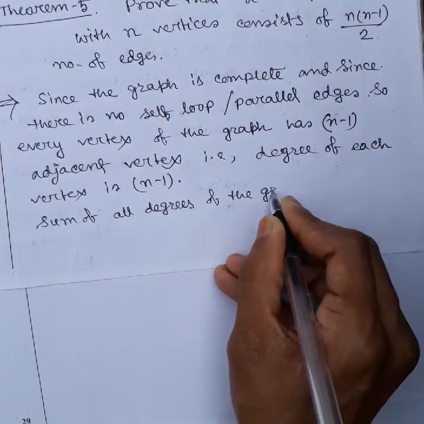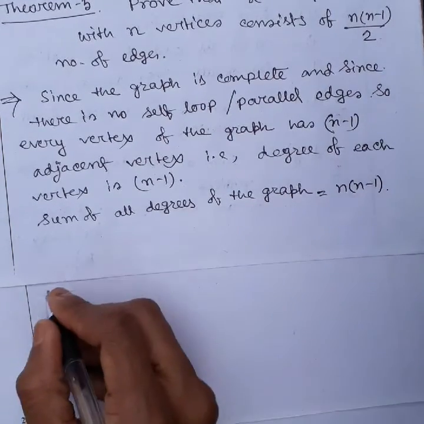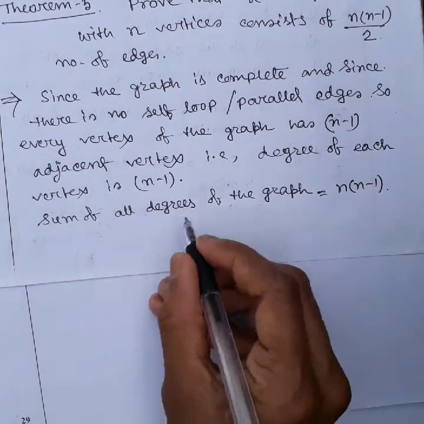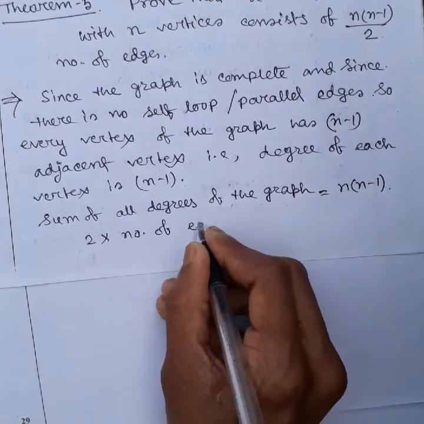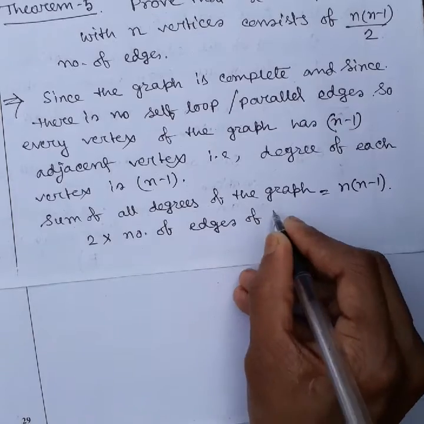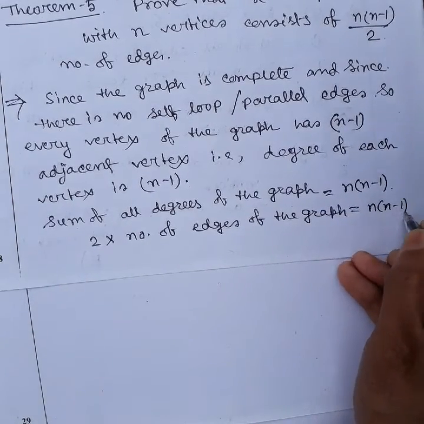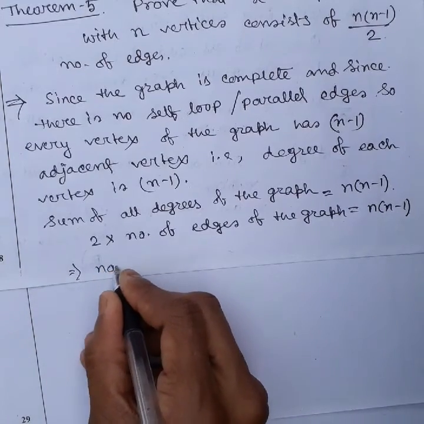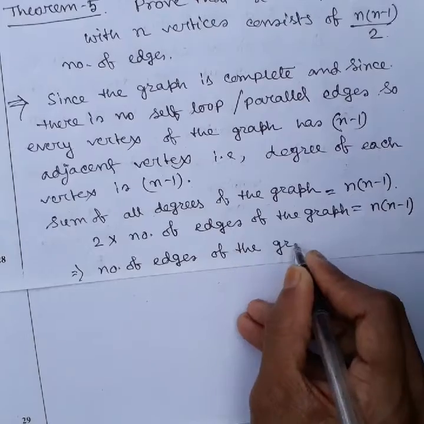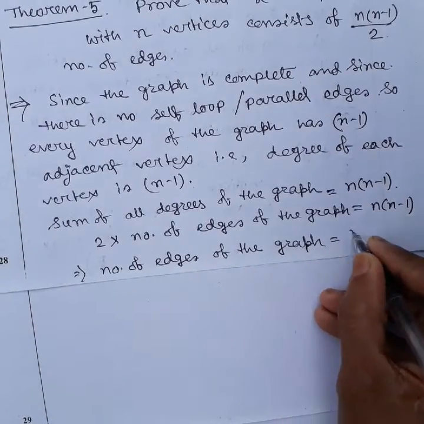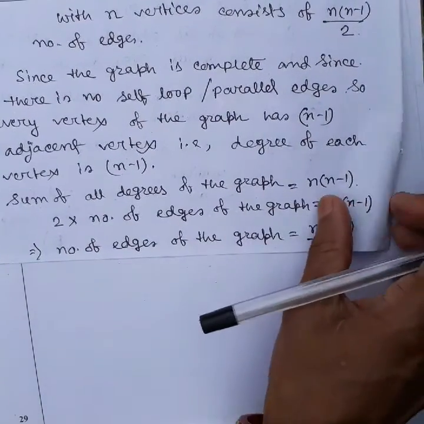of the graph is equal to n into n minus 1. Okay, and we know the sum of the degrees is equal to 2 into the number of edges of the graph, that is equal to n into n minus 1. So the number of edges of the graph is equal to n into n minus 1 by 2. Clear?